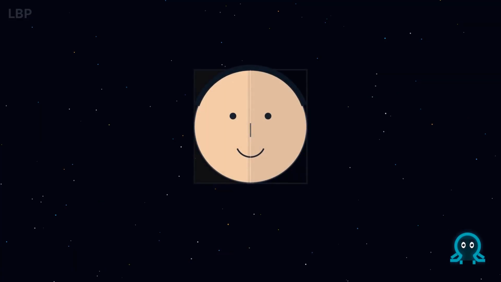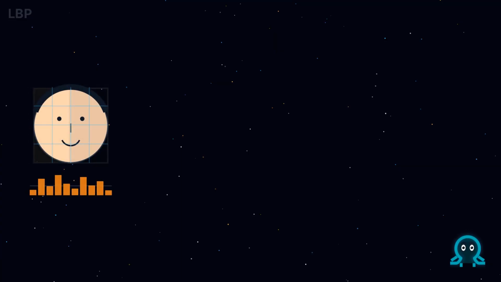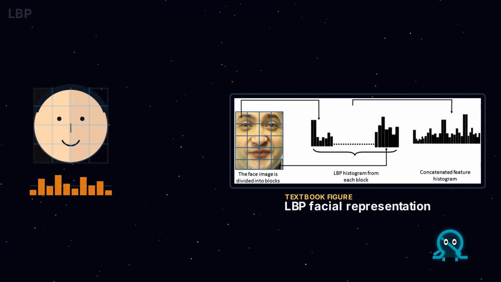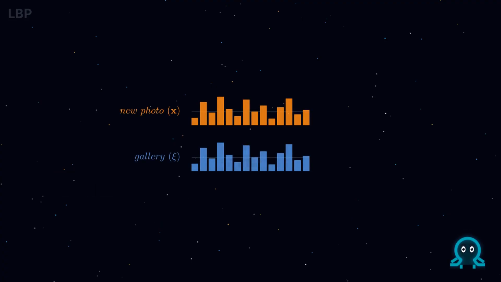The fix is simple: divide the face into local regions first, compute a separate histogram for each region, and only then concatenate them all together. Now the description carries both what texture is present and where it is. And that's precisely the structure used in practice: local blocks, local histograms, concatenated into one global facial signature. To recognize a face, we just compare 2 of these histograms, a new photo against a gallery of known faces, bin by bin, region by region, and add up the differences into a single distance score.